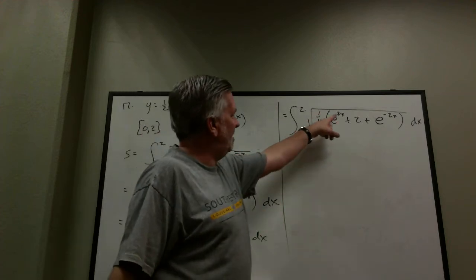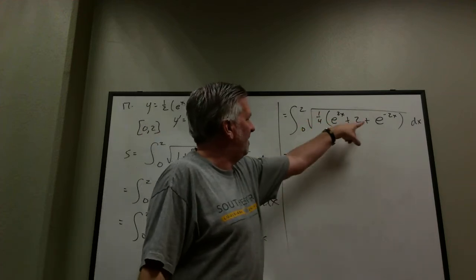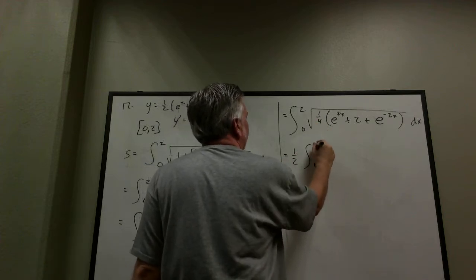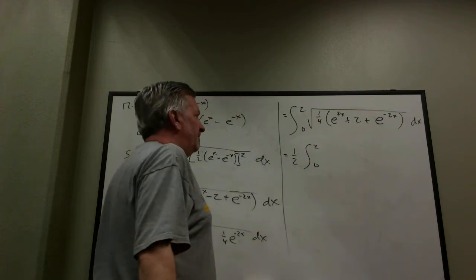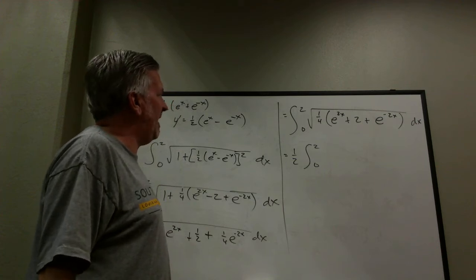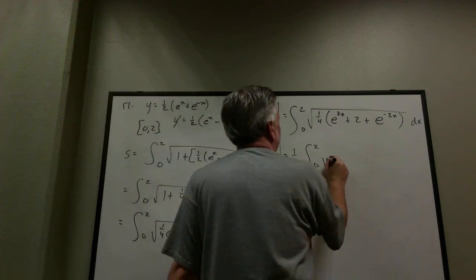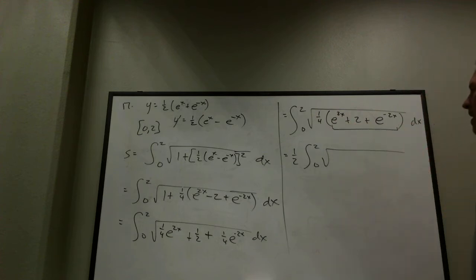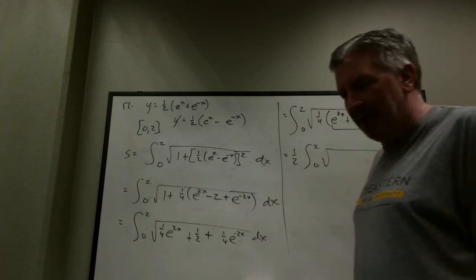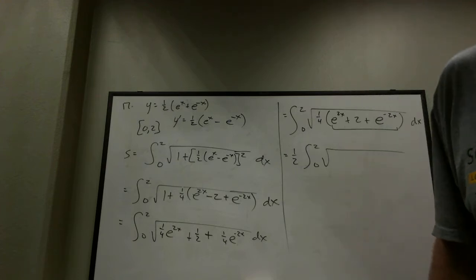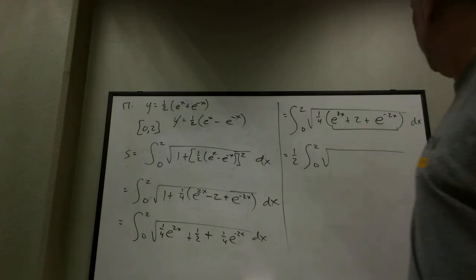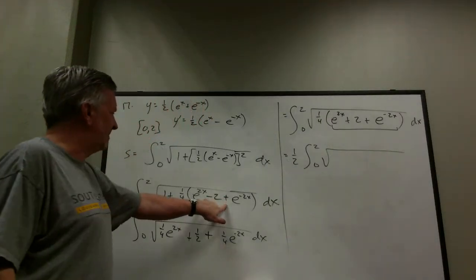And notice I can break up my radical. I have a product here, a fourth times that mess. The square root of a fourth is a half. I can pull that out. Okay, now let's look at what we have left here. Look at this expression right here. E to the 2x plus 2 plus e to the minus 2x. Does that look familiar to you? It should, because it almost looks like this.